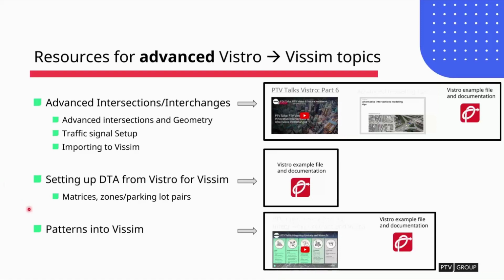It's a good resource. Then we talked about this in the last PTV talks. We have patterns now in Vissim. So there is another example file as well as the last PTV talks that we did that goes through how to add patterns to intersections and how to update all of that information on the Vissim side with patterns. So again, if you're interested in that topic, those are some good resources for that.